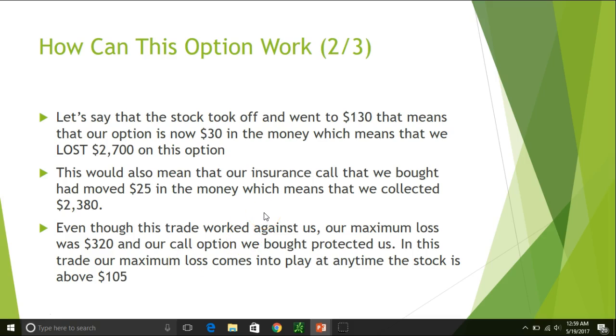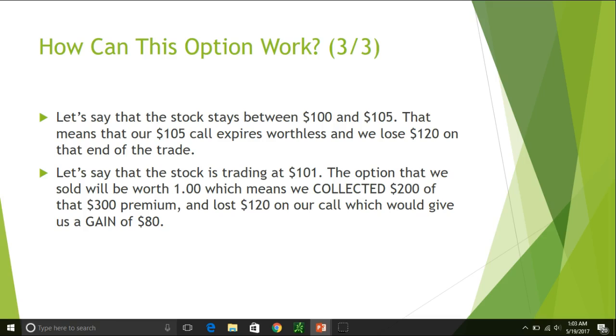However, since the difference between our premium and the call, that means that, let's say the stock were at 101.80, which happens to be the break-even point on this trade. The difference between 105 and 101.80 is $320, or $3.20 times 100, which equals one contract, which is $320 of maximum loss. So that takes us pretty much right into our next slide.